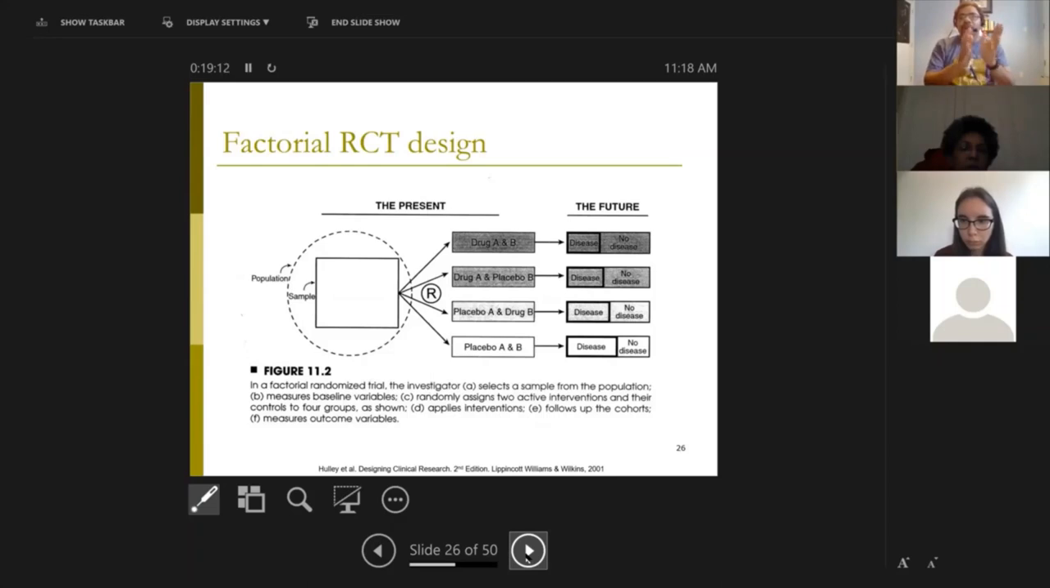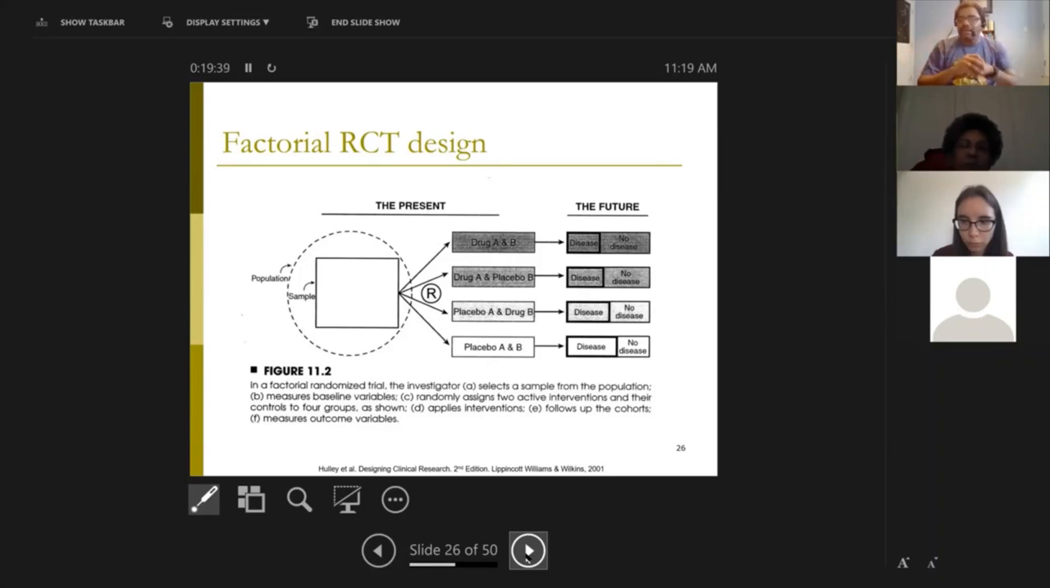For example, I showed you three trials. They were all independent, right? One looked only at lopinavir, ritonavir. One looked at only hydroxychloroquine, and then one looked at only remdesivir. Now suddenly you ask a question, okay, each of these may be better than its placebo comparator, but is remdesivir better than chloroquine? Is chloroquine better than lopinavir, ritonavir?